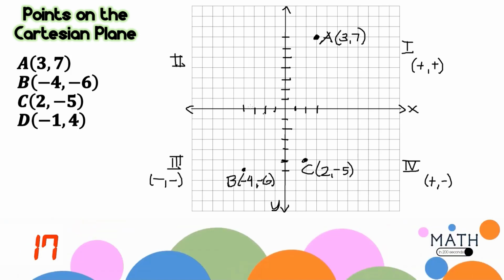And for our last point, D, negative 1 here, and then 4 is here. This is your D, negative 1 and 4, because your sign for the second quadrant is negative for x and positive for y coordinates.